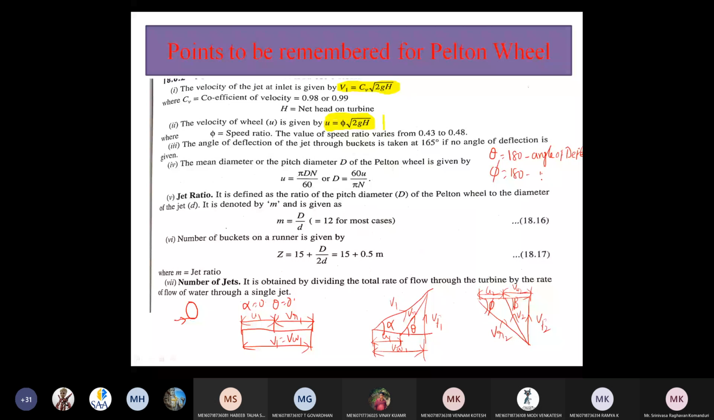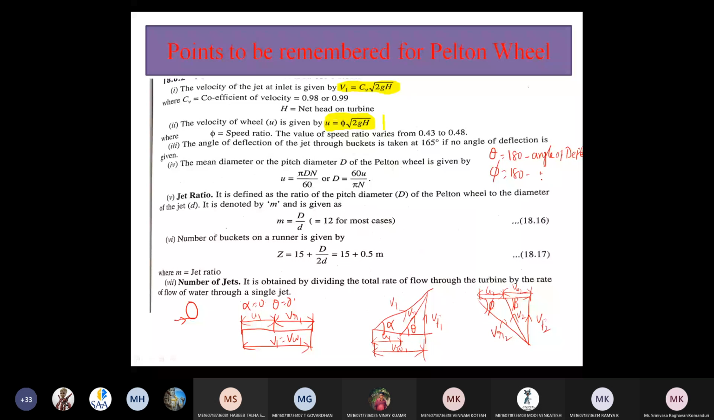So the fourth point is the mean diameter or the pitch diameter of the Pelton wheel, given by U is equal to pi D N by 60. Generally, all these formulas are there in your pumps unit, but pumps is in the 5th unit, so we are giving these formulas in advance. U is equal to pi D N by 60, where capital D is the diameter of the Pelton wheel and N is the speed in RPM.